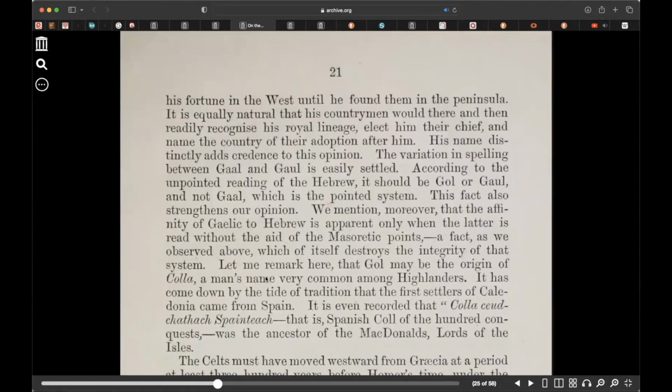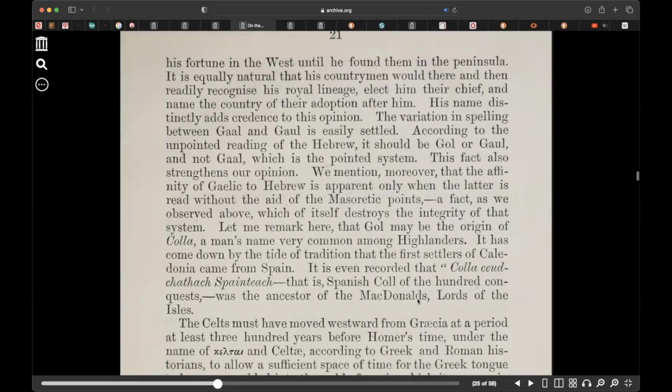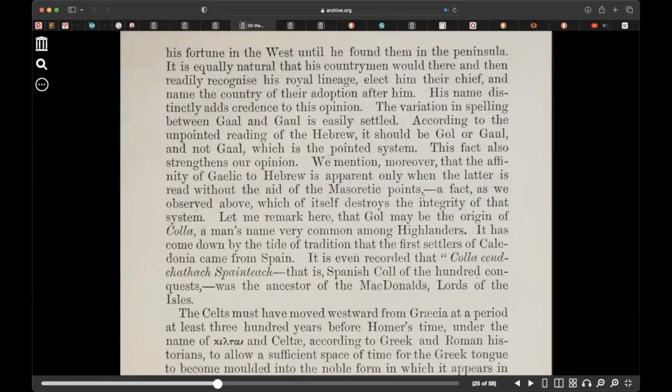His name distinctly adds credence to this opinion. The variation in spelling between Gaal and Gaul is easily settled. According to the appointed reading of the Hebrew, it should be Gol or Gaul, and not Gal, which is the pointed system. This fact also strengthens our opinion. We mentioned moreover that the affinity of Gaelic to Hebrew is apparent only when the latter is read without the aid of the Masoretic points, a fact, as we observed above, which of itself destroys the integrity of that system. Let me remark here that Gol may be the origin of Kola, a man's name very common among the Highlanders.